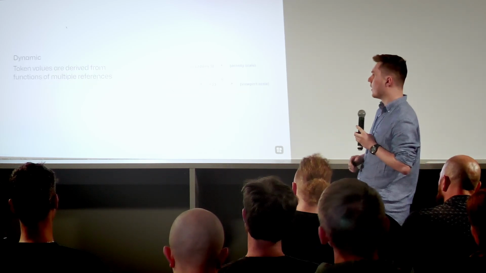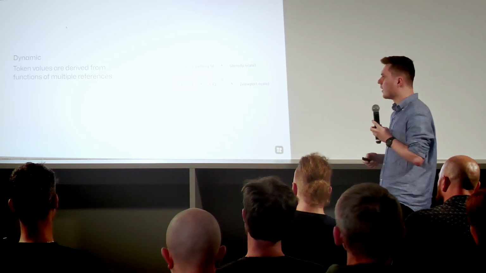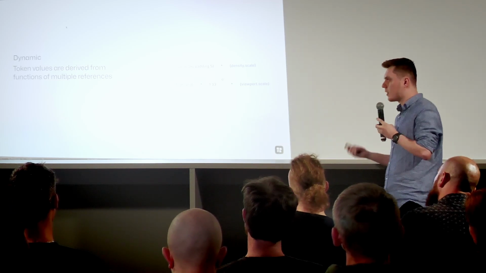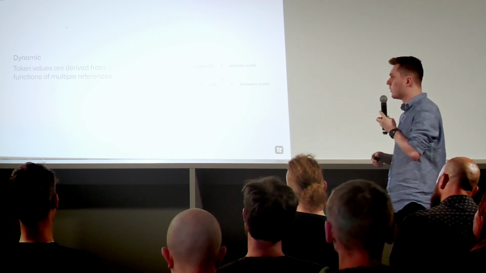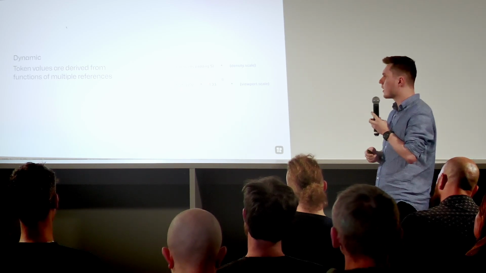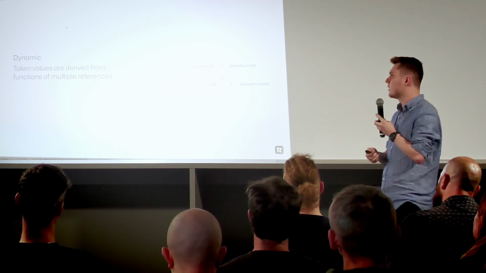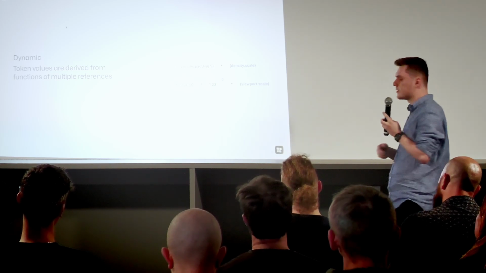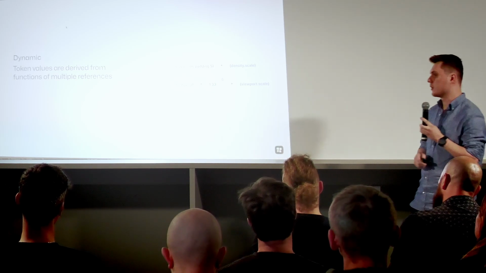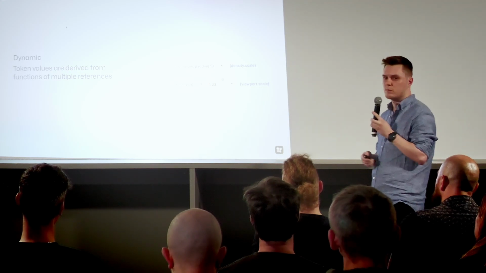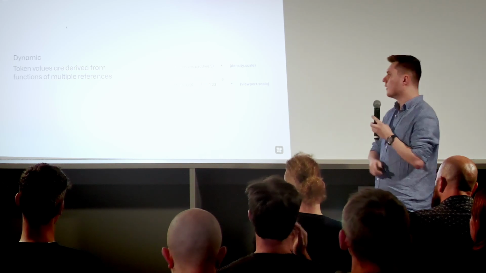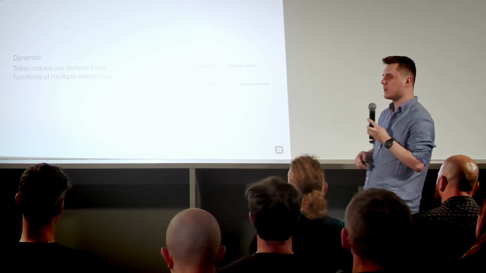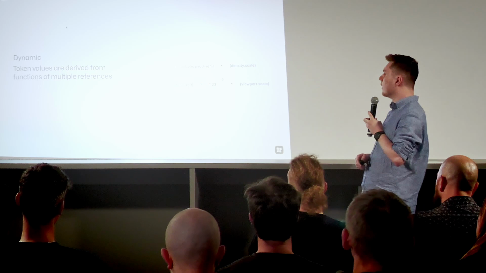Dynamic tokens. These are tokens that are derived from functions of multiple references. So my dynamic padding might change based on a base padding value multiplied by a density scale. Our standard might be 100%. We might have then a tighter density at 95, or a looser at 110, which is how you might have seen that in Google applications.